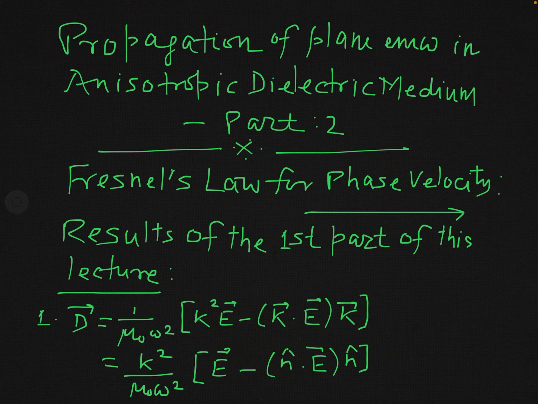Here k is actually the wave vector, and this wave vector can be written as k equal to k into n hat. Here n hat is a unit vector in the direction of this propagation vector. So you can write this. Here there will be k n hat and k n hat, so there will be a k square term in the second term also, and we will take the k square as a common factor.